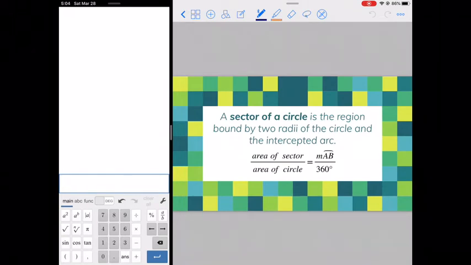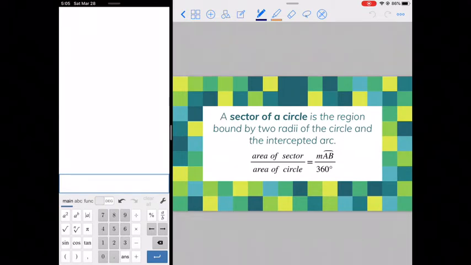And a sector is a region that is bound by 2 radii of the circle and the intercepted arc. So let's think about a pizza. So if you have the whole pizza, then that's a circle. But once you take a slice out, that slice is a sector of that circle that makes up the pizza. So it is bounded by the two radii. So those two sides come out from the center point, and then the arc in between them. And so everything inside of there is called a sector.